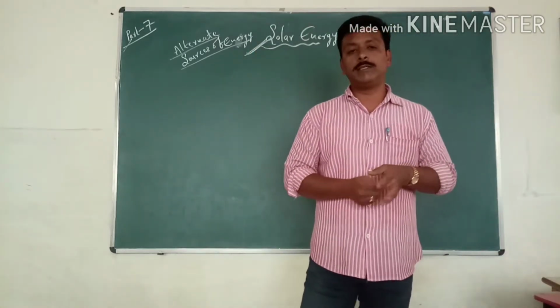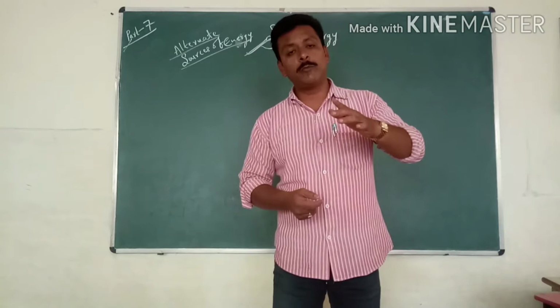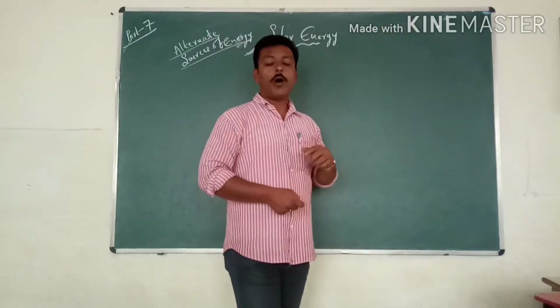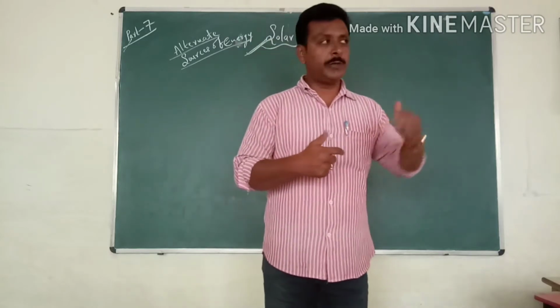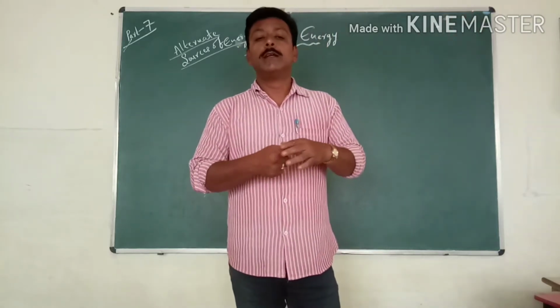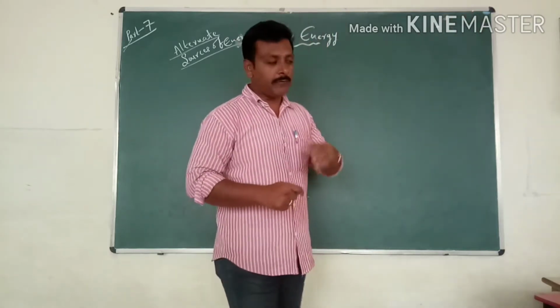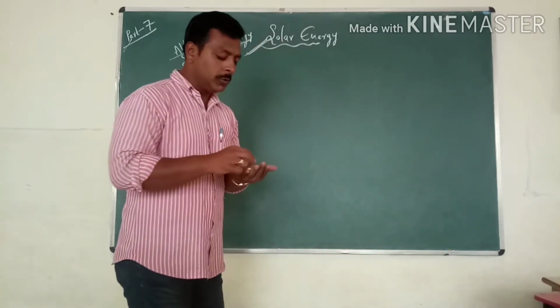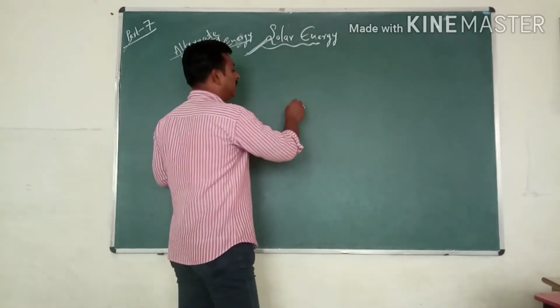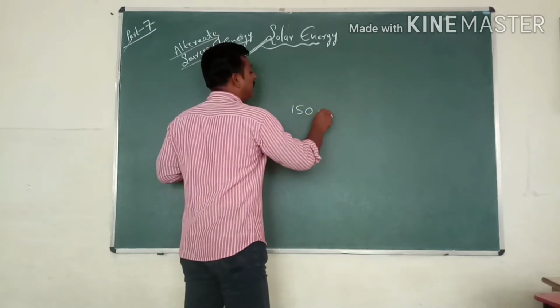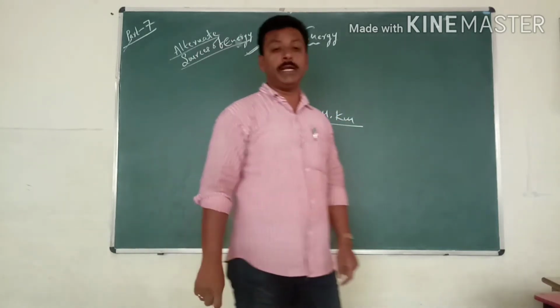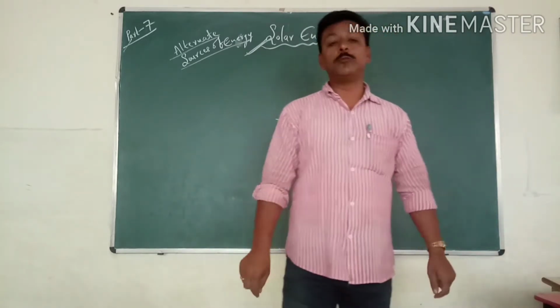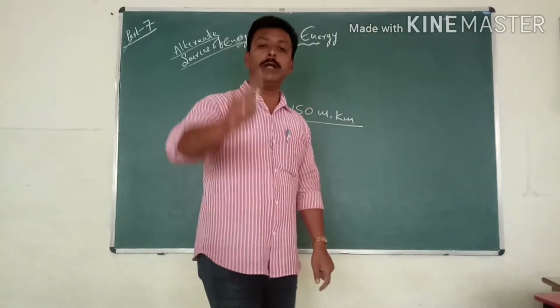Then the question arises, this energy is coming from what? The sun, sir. So how much is the distance between our earth and sun? The distance between sun and earth is not like Hubli to Dharwad. It is a very long distance. If you want to know, the approximate distance is 150 million kilometer. The distance between sun and earth is 150 million kilometer.